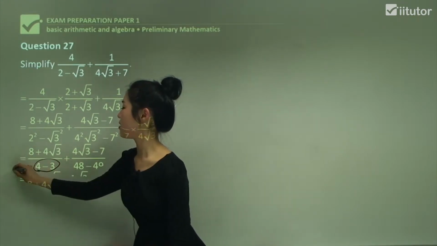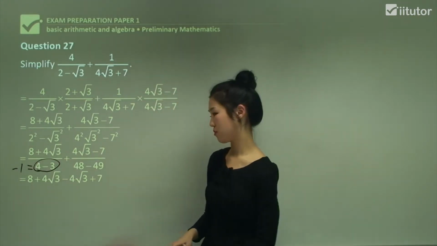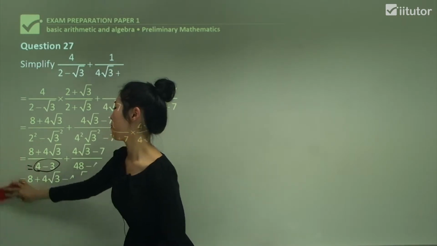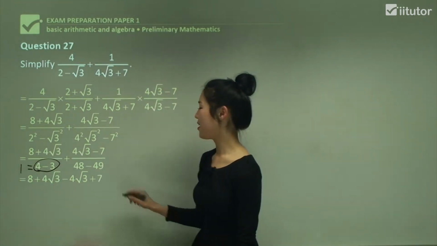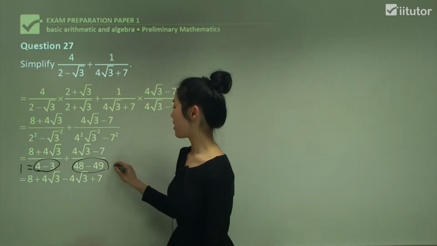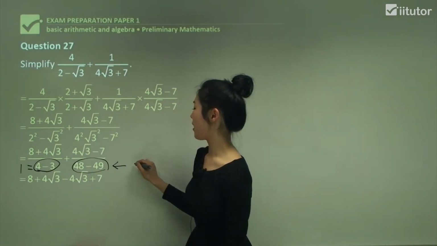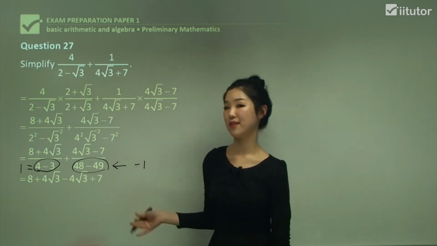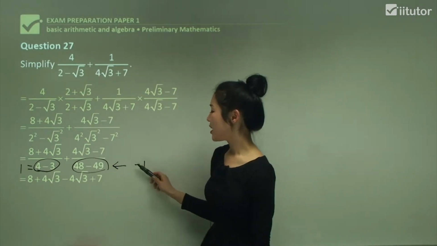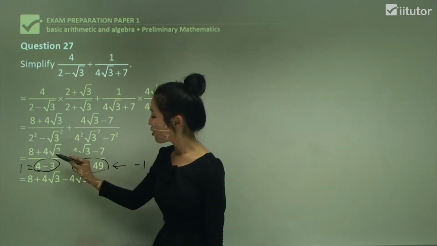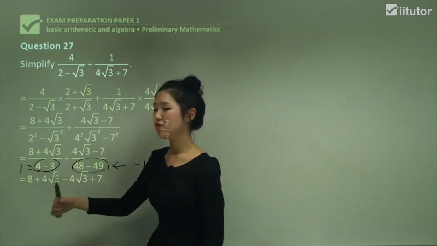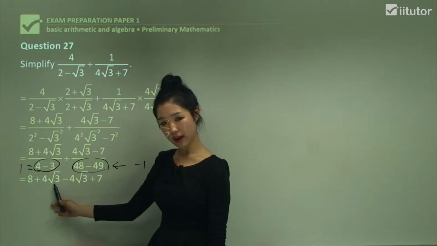This one is negative 1. 4 minus, positive 1, isn't it? My mistake. 4 minus 3 is positive 1. And you should know that 48 minus 49 is negative 1. So this one is negative 1. So negative, positive will be a negative, wouldn't it? So 8 plus 4 root 3 on 1 is just 8 plus 4 root 3.